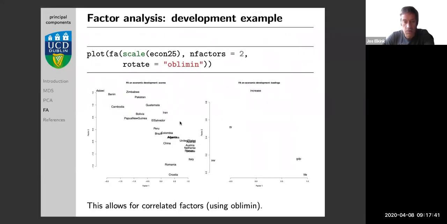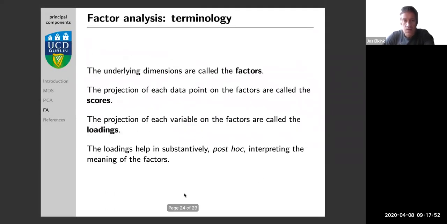With Oblimin, with correlated factors rotation, we get a somewhat different result. And the picture really starts to look quite different from what we saw in the PCA. So the underlying dimensions in factor analysis are called factors. When we look at the data points on each of the factors, we talk about scores. And when we talk about the variables on each of the factors, we talk about loadings.